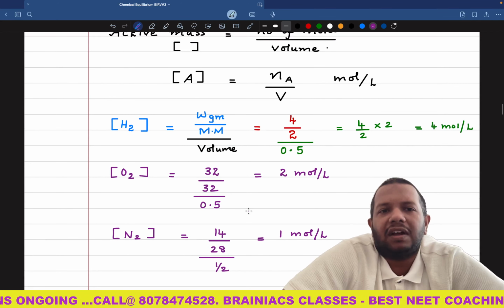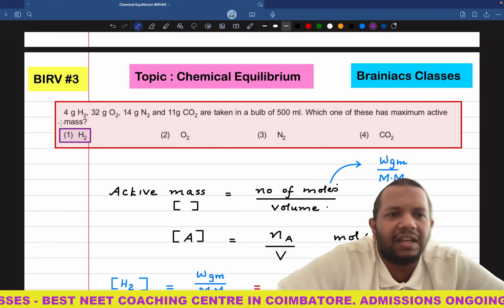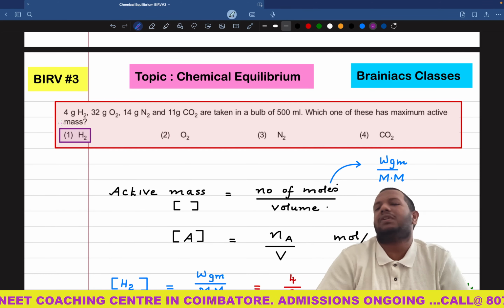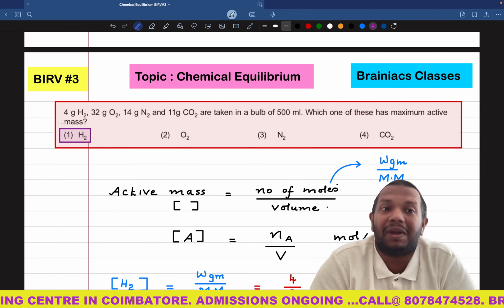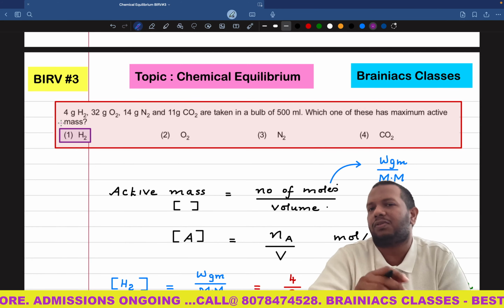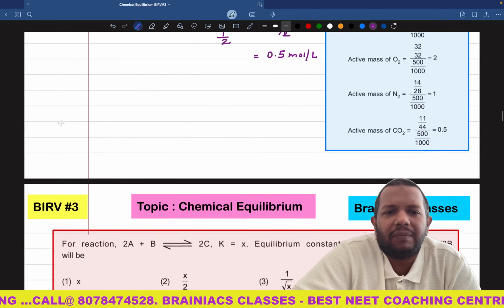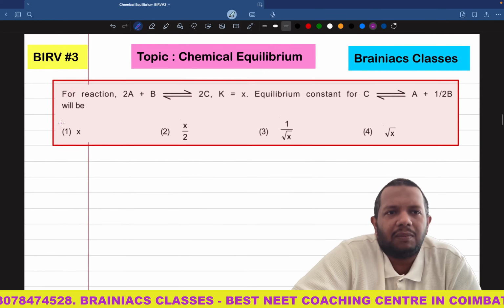So we know that among this the highest value is for hydrogen. So my answer would be, hydrogen would be my correct answer. The highest active mass. But sometimes in the question they may ask you to find the minimum active mass. So always be careful of the terms that are used in the question. Very much clear for you, I hope. So let's start doing more questions.